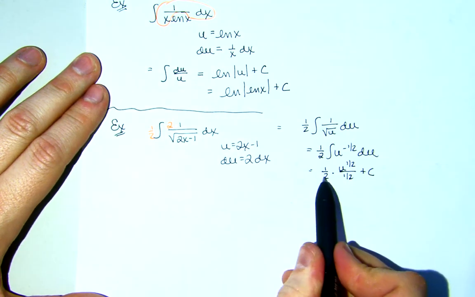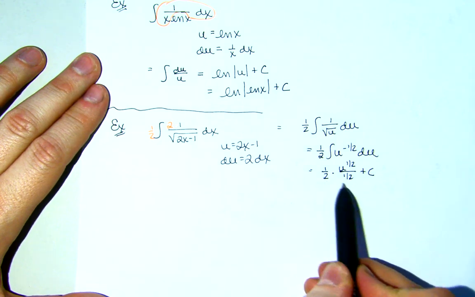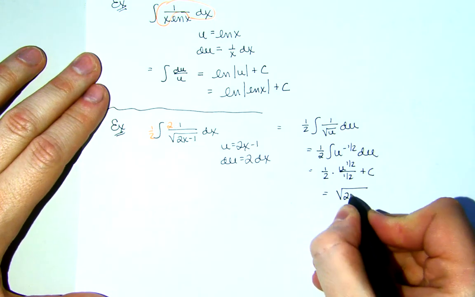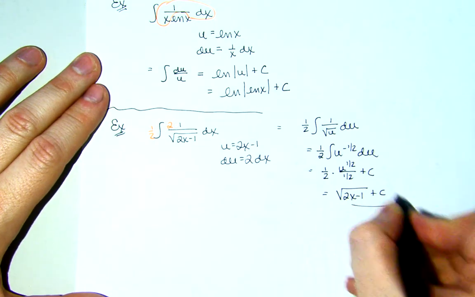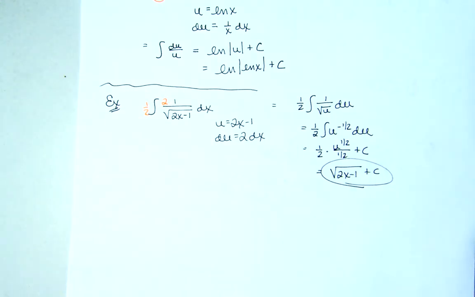Oh, that's actually kind of nice. The 1/2 and the 1/2 will cancel. And if you don't see that, this is like 1/2 times 2, so that'll cancel. Just getting the square root of 2x minus 1 plus c. No natural logs. Anything here?